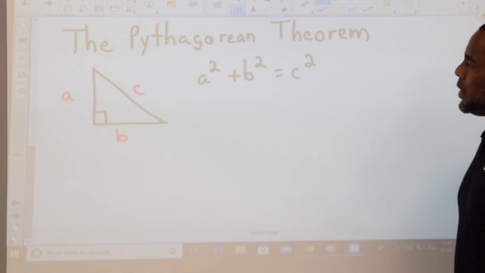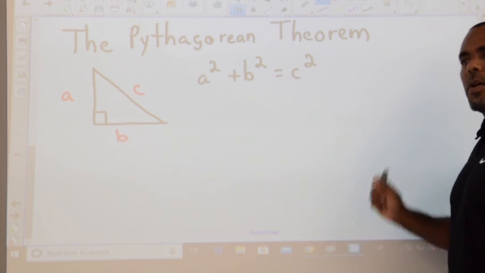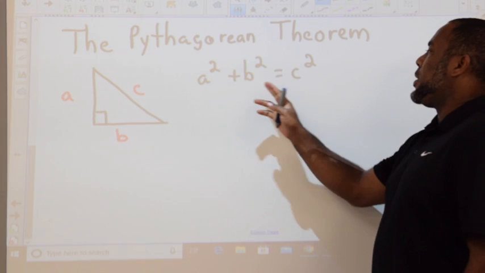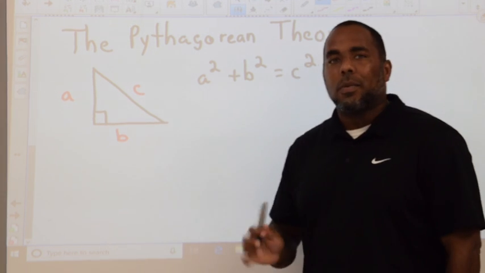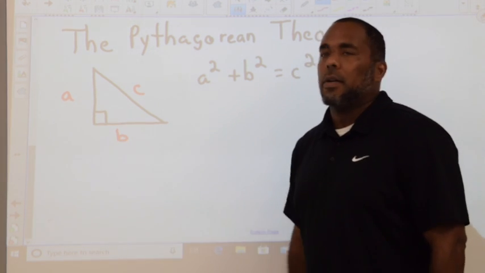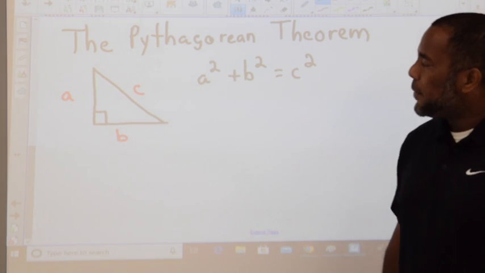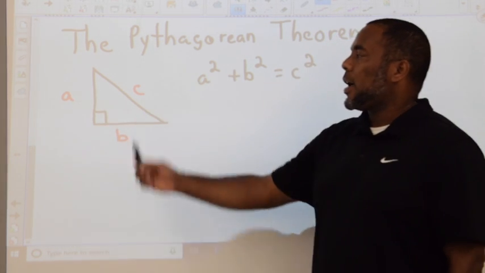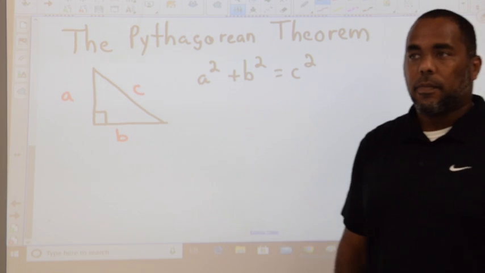This is what we're looking at here. The Pythagorean theorem, a lot of people know this. They're like, this is the only thing I learned in 8th grade. A squared plus b squared equals c squared. But that's only true if you're in a right triangle. That's only true if A and B are both legs of that right triangle, and C is the hypotenuse.